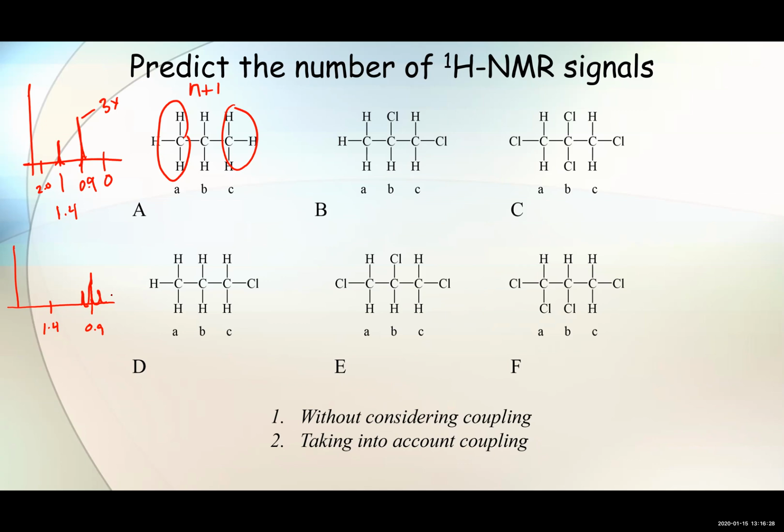It should be 2. How many hydrogens are here? 3. How many are here? 3, so 6, right? So it has 6 neighbors. So the n+1 rule says it would be 7 peaks. So it includes all the neighboring hydrogens. Yeah, all of them.